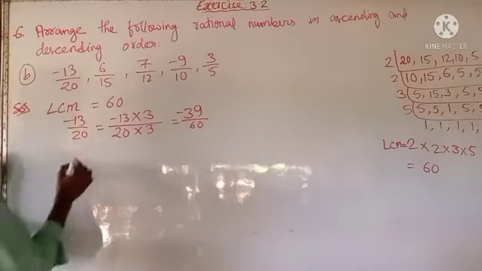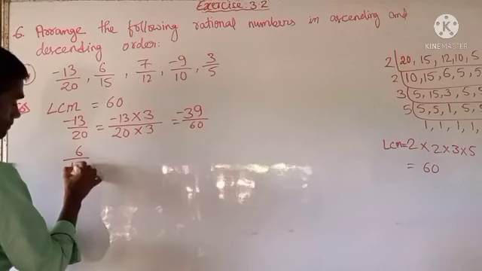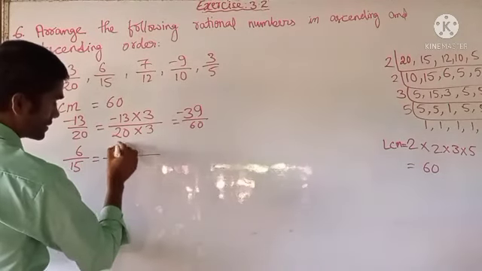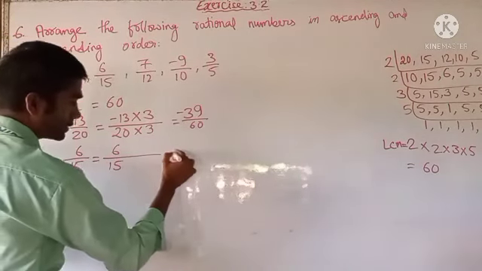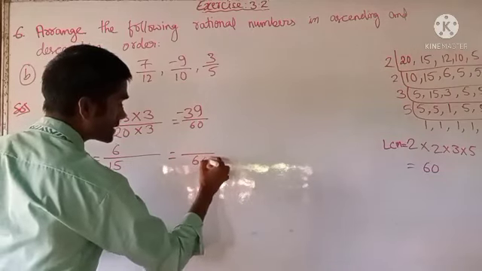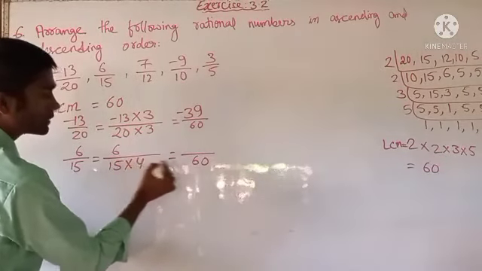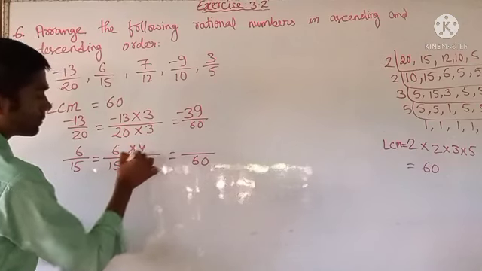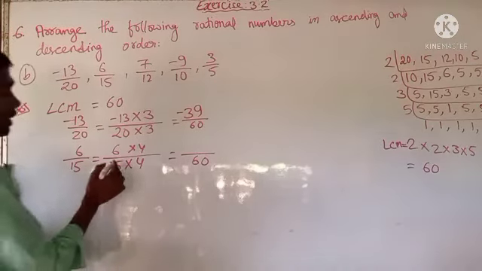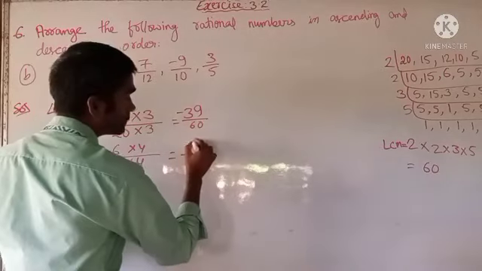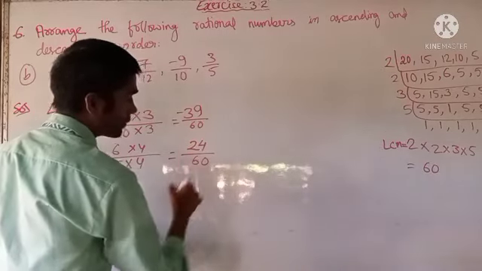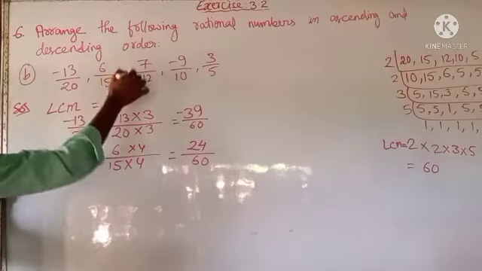Now next it is 6 by 15. Here the denominator we need to make the same, that is the LCM we got, 60. Now 15 into 4 we get 60. The same 4 will multiply in the numerator also. Now 4 into 6 is 24. Now 7 by 12.